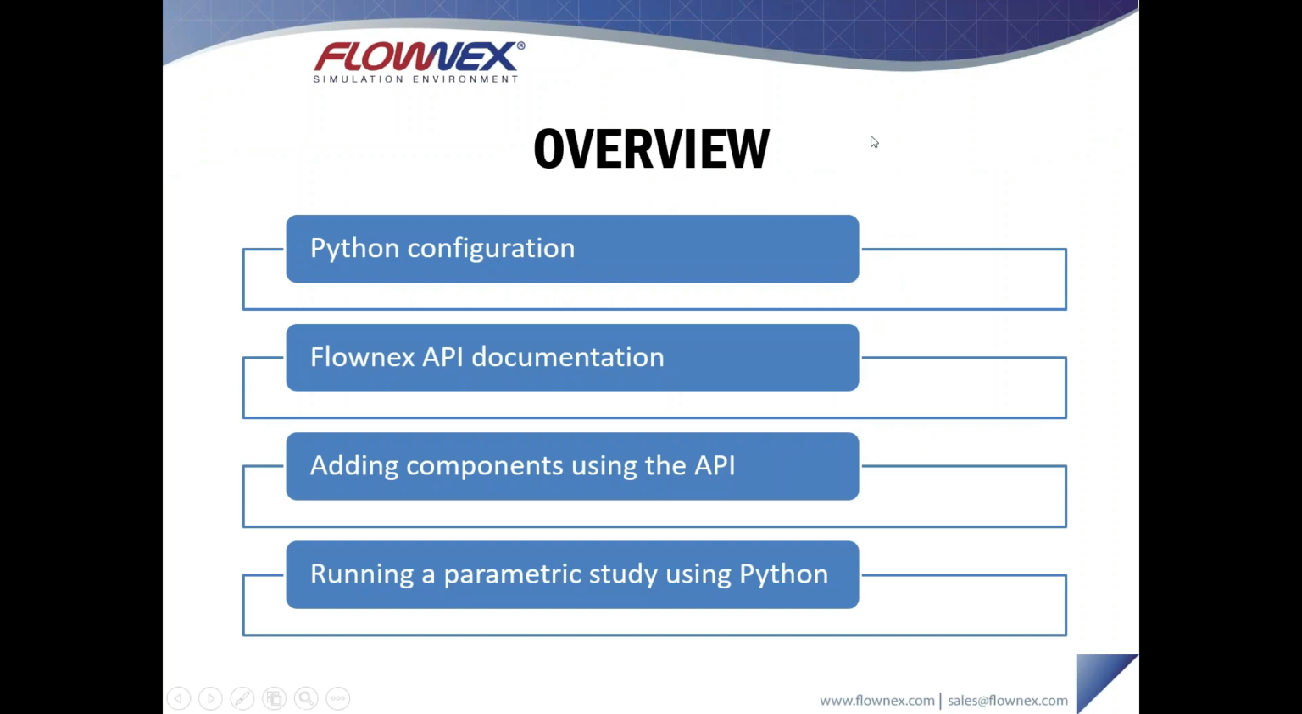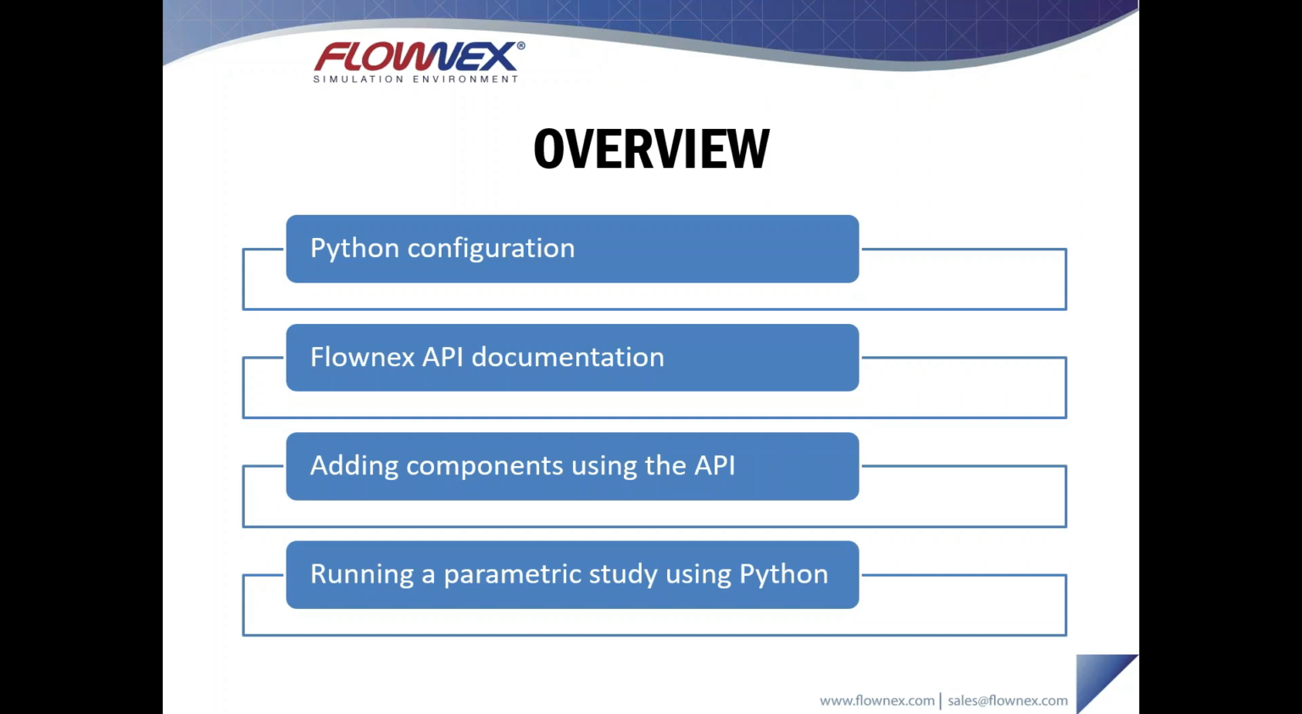What I'd like to talk about today is firstly the configuration of Python to use the Flownex API, what packages in Python you're going to require, any other prerequisites or need-to-knows before you can actually start using the API. Then I'd like to talk about the Flownex API documentation, where you can find it, what the most important sections are, basically what code you should be using and where you can find this code.